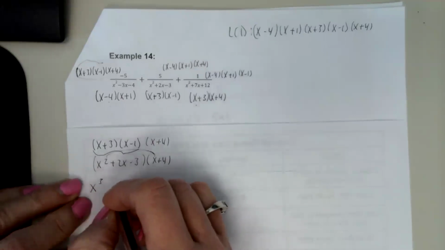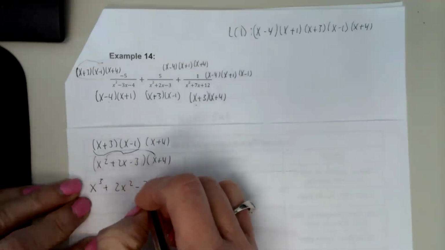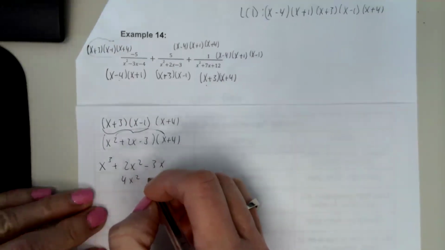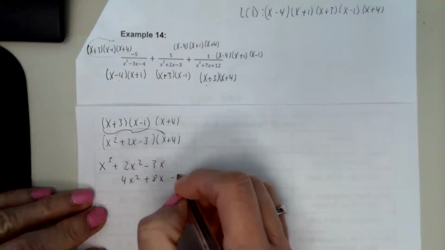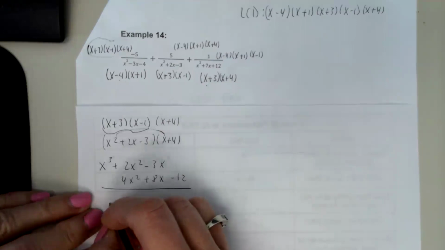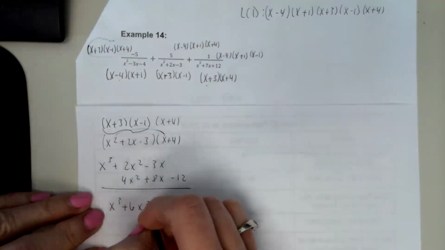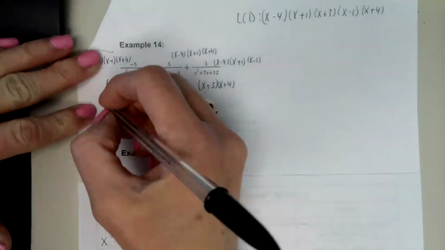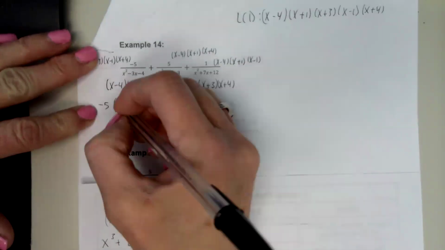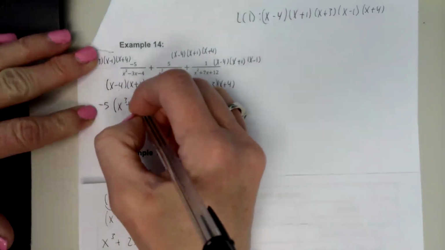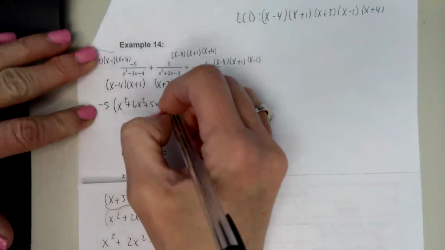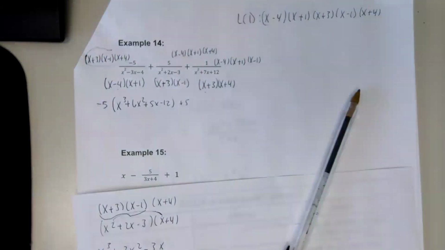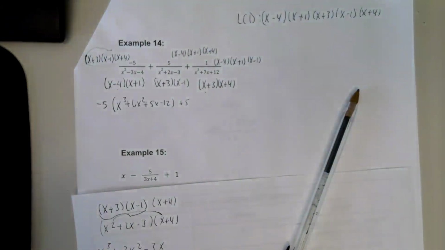That'll be x cubed plus 2x squared minus 3x. Distributing the 4, I've got 4x squared plus 8x minus 12. So x cubed plus 6x squared plus 5x minus 12. So that's the first one. So that's a negative 5 times all of that, x cubed plus 6x squared plus 5x minus 12. Plus 5 times, and now I've got to do this middle piece here.